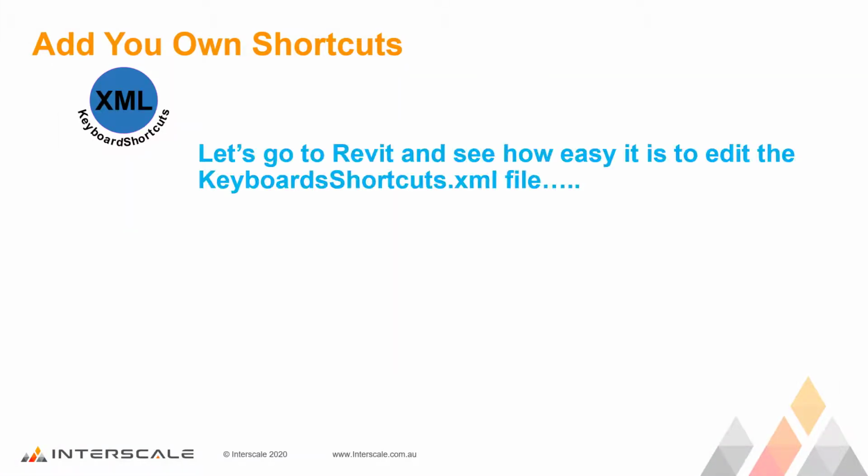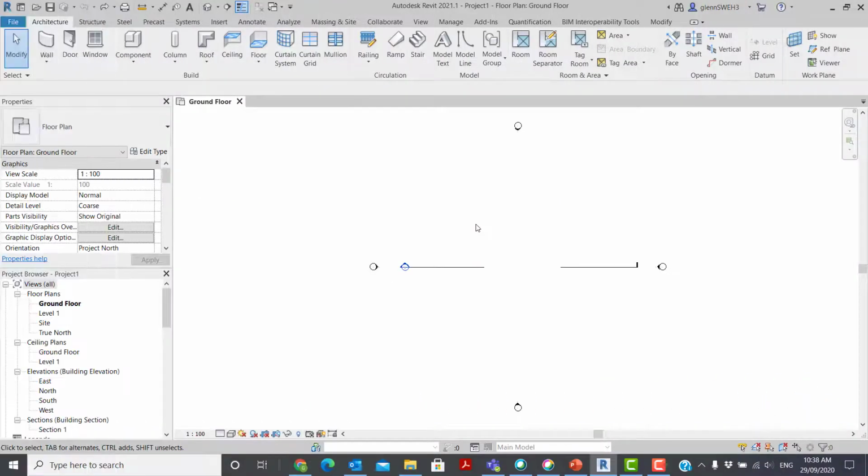So let's go to Revit and see how easy it is to edit the KeyboardShortcuts.xml file. If you have a background in AutoCAD, you'll be tempted to type the keyboard shortcut and hit the Enter or Spacebar keys on your keyboard. Keep in mind that the Enter key is not required for Revit keyboard shortcuts. Simply type the keystrokes and the command will execute.